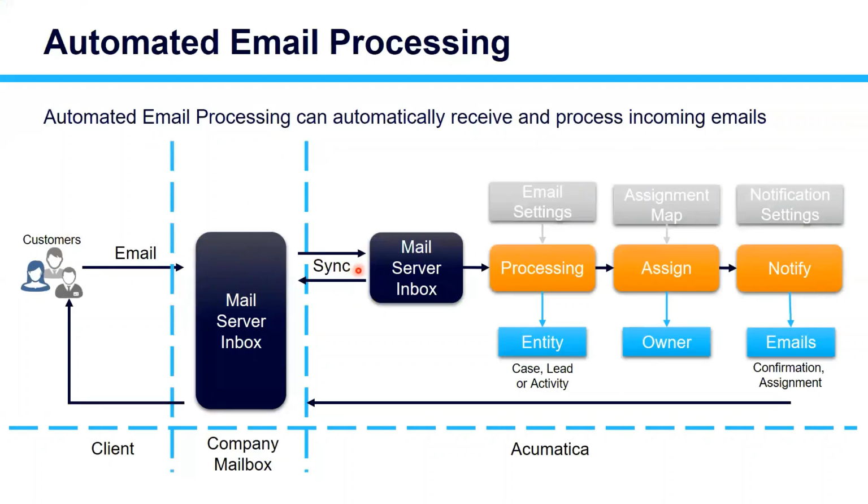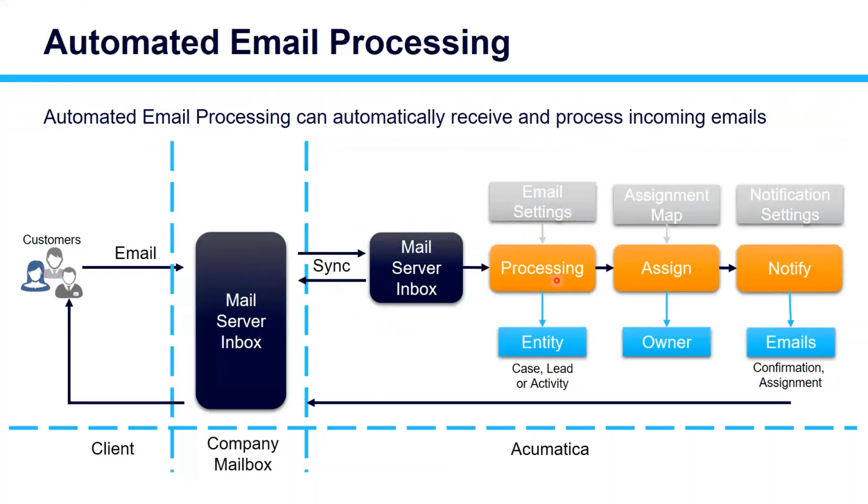We can have synchronization between Acumatica and the mail server. It can work through the POP3 protocol or IMAP protocol. Basically, Acumatica can connect to the mail server, check for the new emails, and download them. As soon as an email is downloaded, we can do the following things. We can actually process this email. The processing may have multiple steps, and let me give you a couple of them.